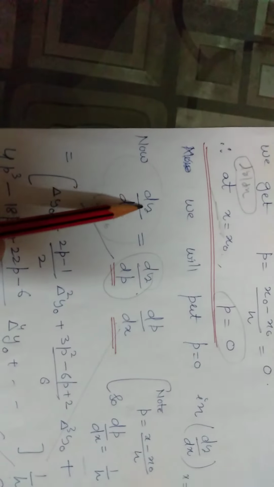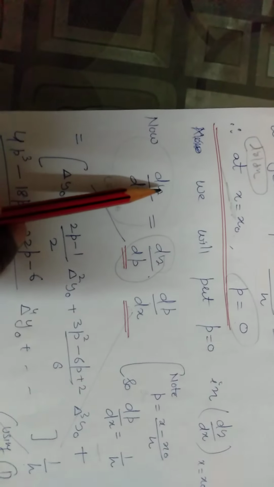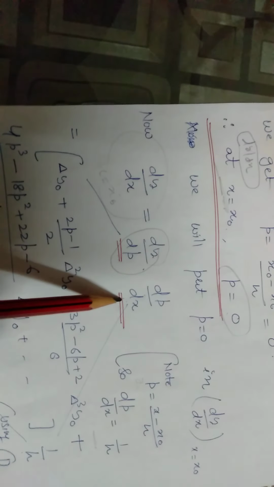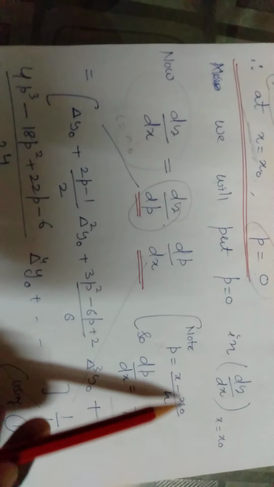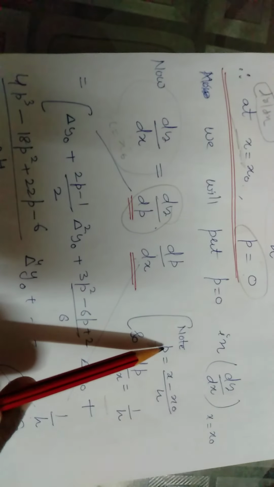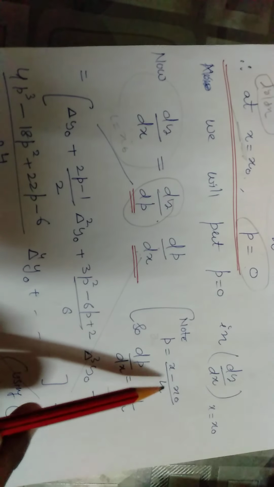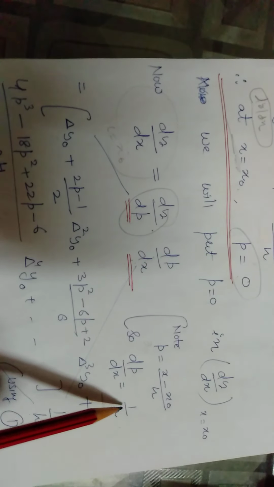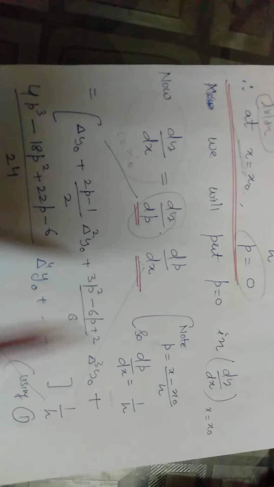Now we will come to the derivative dy by dx. We can split this dy by dx as dy by dp into dp by dx. This is called chain rule. Now the value of p was x minus x naught divided by h. Differentiate this with respect to x. So dp by dx will become derivative of x is 1, constant factor. Derivative of x naught is 0. So dp by dx is 1 by h.